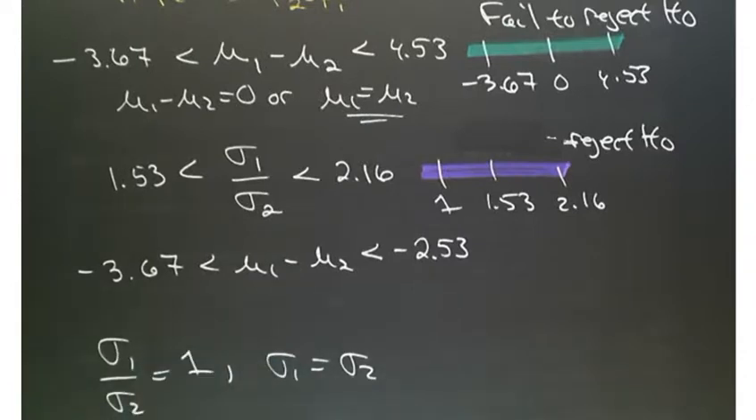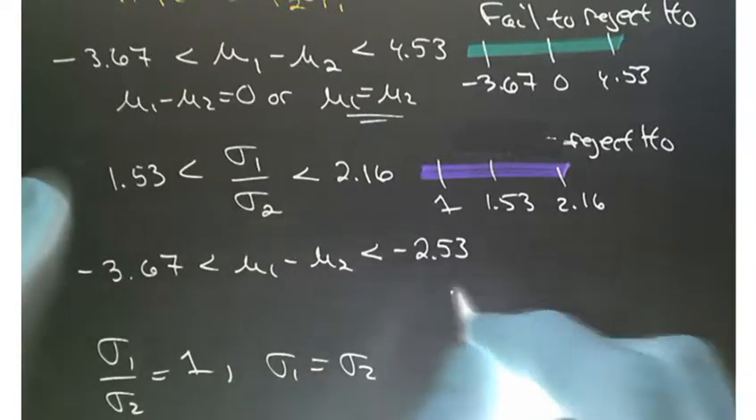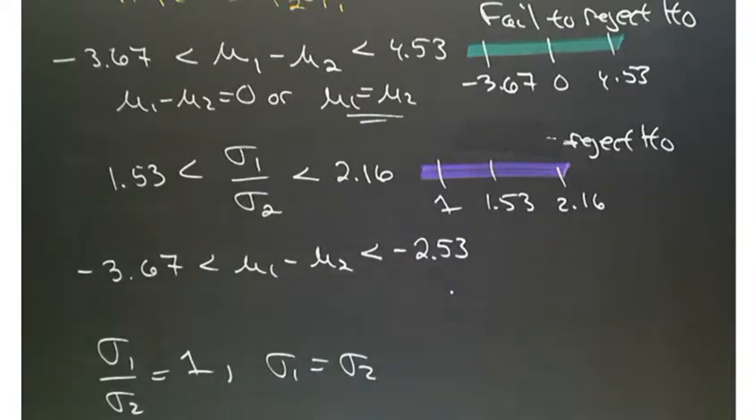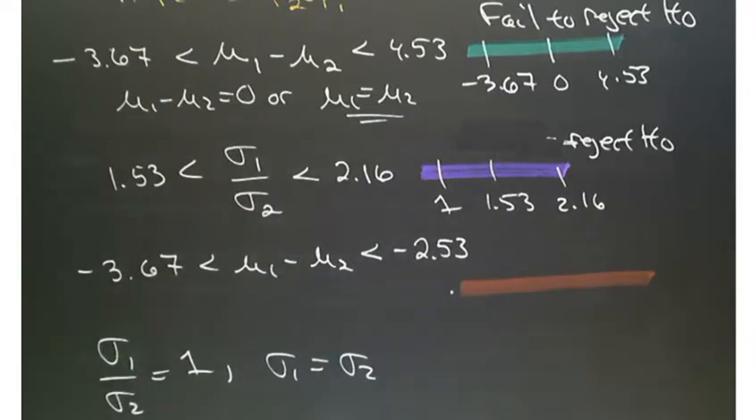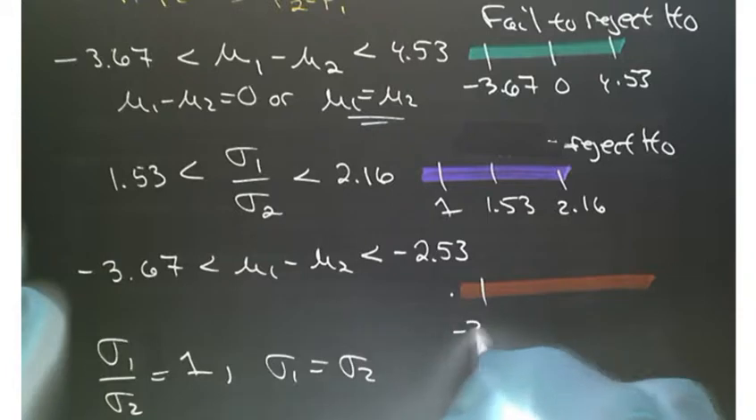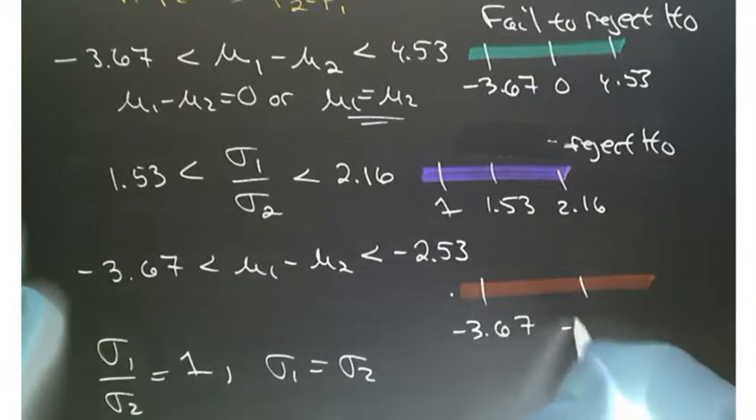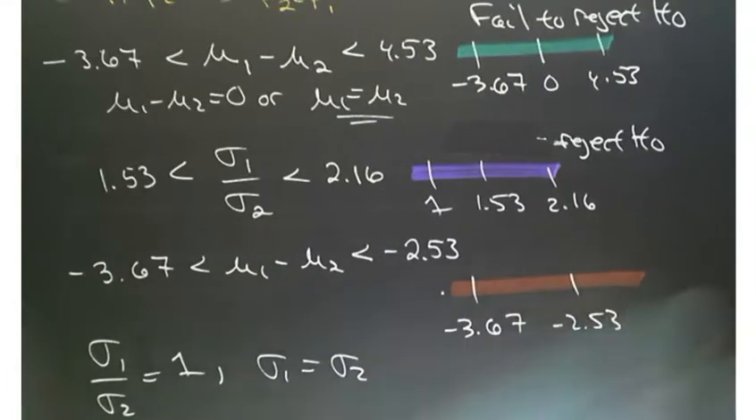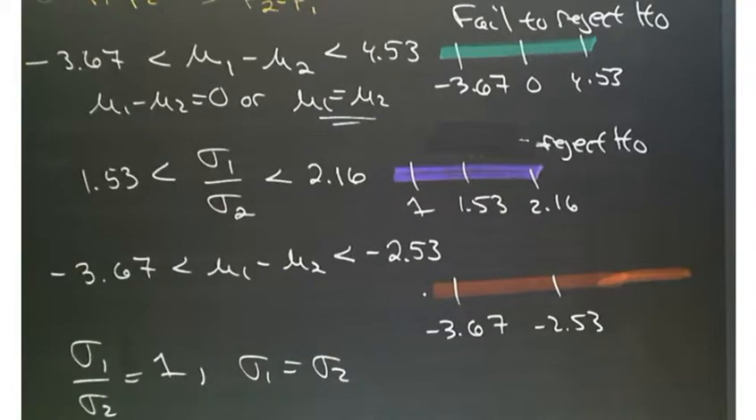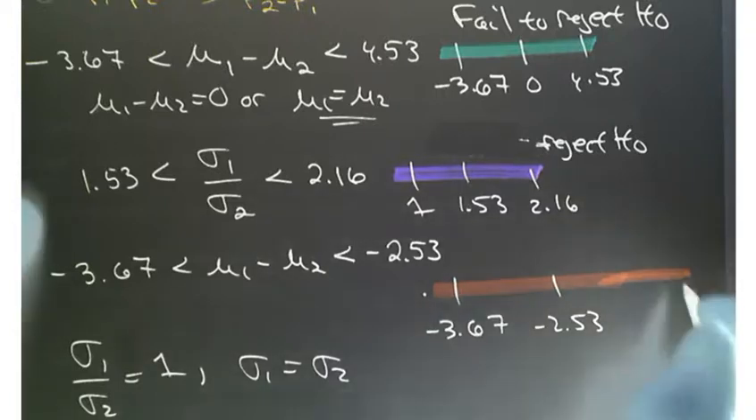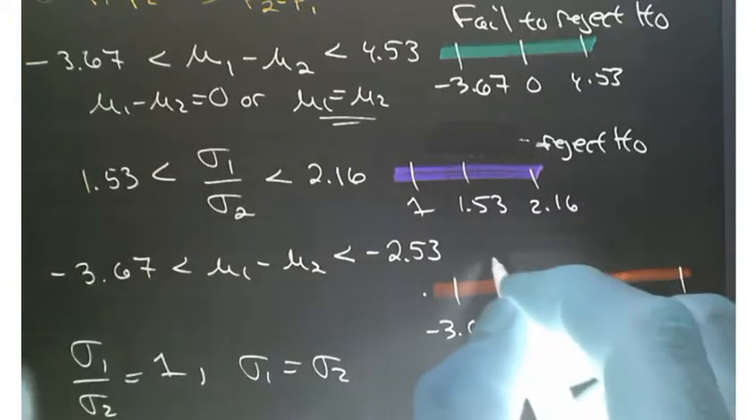How about down here below? What will we do for this one? Reject. Good. Want to reject this time. If you take a careful look at this interval, negative 3.67 to negative 2.53, the special number that we need here, 0, is not part of that interval. So reject H naught.